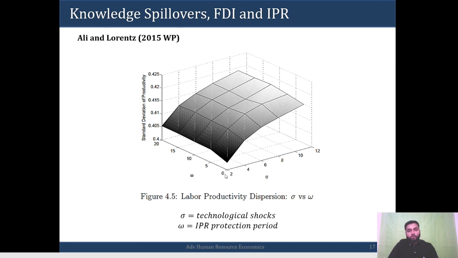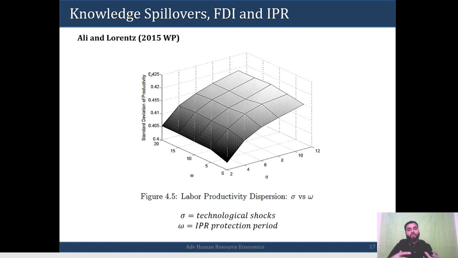Okay, when you go from 0 to 20, here this is an IPR protection period. The higher this number is, the higher the number of periods, meaning for, let's say at this point 5, it means the innovation is protected for 5 periods. 5 periods could be 5 years, 5 days, 5 months, depends on how you're modeling it. So in reality, the intellectual property rights are given in terms of years. So let's say these are years. 0, 5, 10, 15 and 20, we are increasing the protection period on this axis. Here we are increasing the level of innovation. And of course, sorry, on this axis we have the standard deviation of productivity.